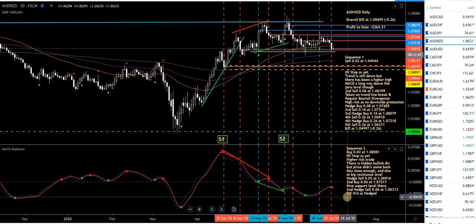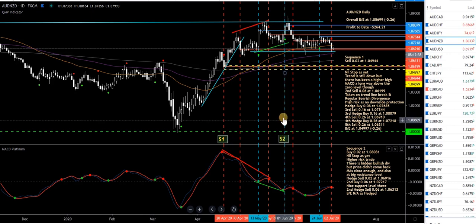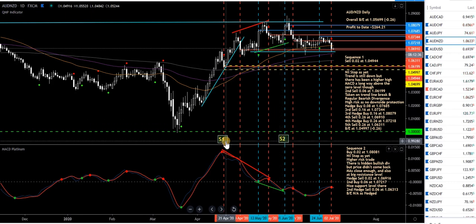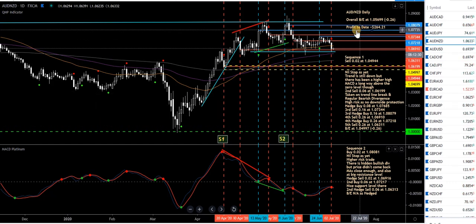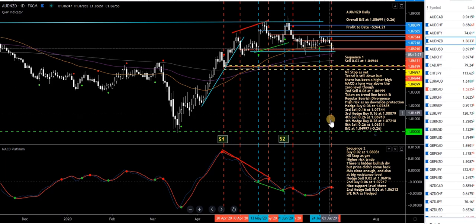Break even, B/E, break even, NA, not applicable, as hedged. Sequence 2 starts on this candle, sequence 1 starts on this candle. There could be multiple trades taken on the same candle, depending on how many sequences I'm in. So that's the Oz-New Zealand sell trade taken this morning.